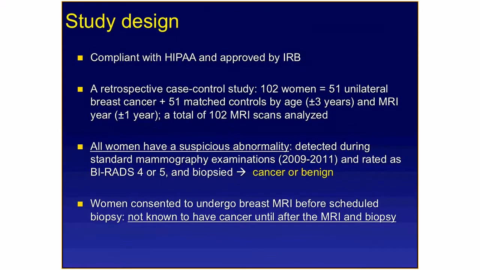So these are studies. In this study, we have a case control study with retrospectively collected images. We have about 102 women. Half are unilateral breast cancer cases, half are matched controls. So we have in total 102 MRI scans. And all those women had a suspicious abnormality detected during the standard examinations, had BI-RADS 4 or 5 diagnoses, and underwent biopsy. Some are cancer and some are benign. So there are two groups of women.